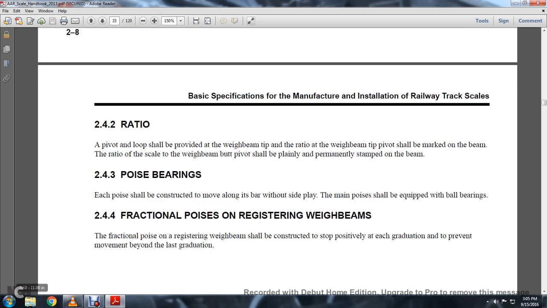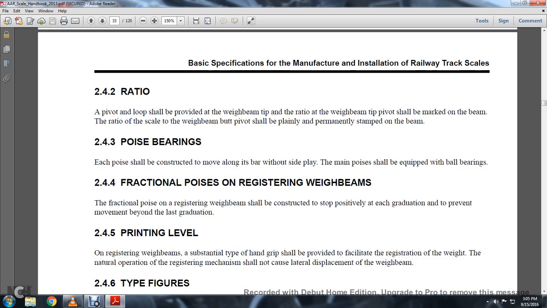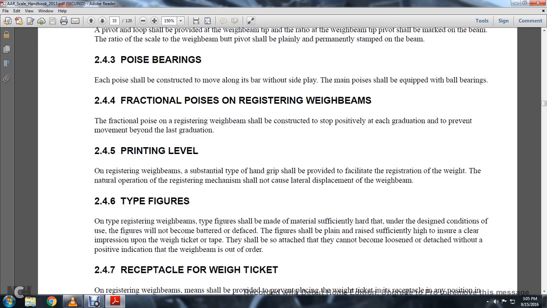2.4.4 The fractional poise of the registration weigh beam. The fractional poise of the registration weigh beam shall be constructed with a stop positively at each of the graduations and to prevent movement beyond the last graduation. 2.4.5 Printing lever. The one registration of the weight being substantial, a type of hand grip should be provided to facilitate the registration of the weight. Normal operation of the registration mechanism shall not cause lateral displacement of the weigh beam.